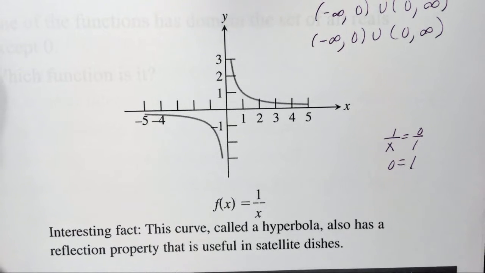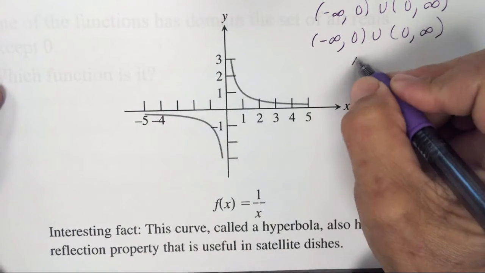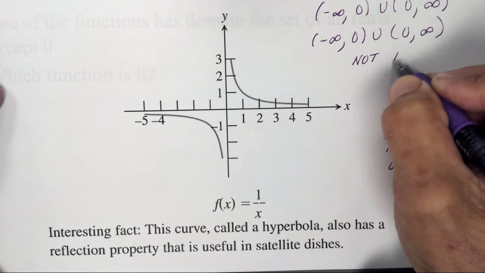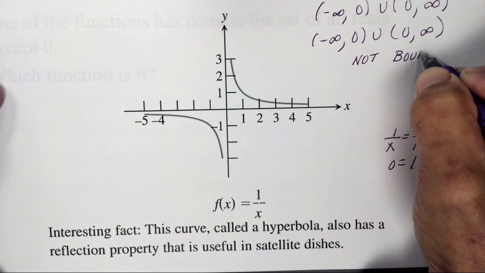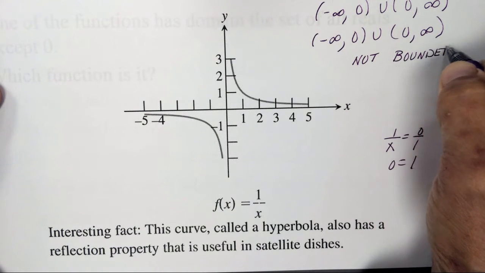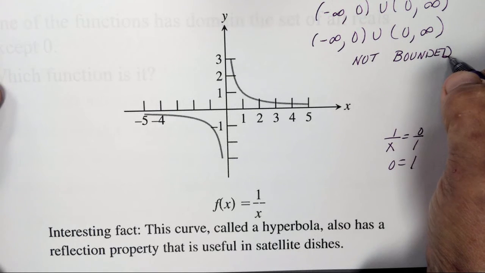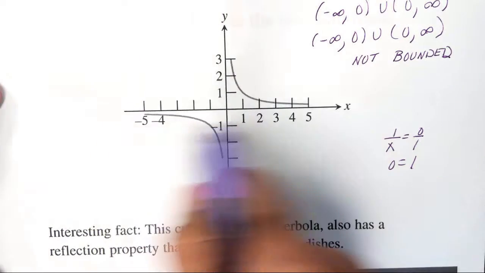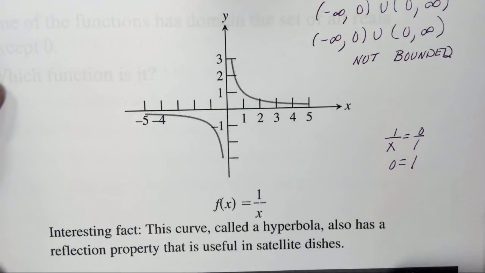Bound it above, bound it below, bound it or not bound it? Not bound it, because that just keeps going up and that just keeps going down. Odd or even. Flip over the y, which makes it even. Rotate about the origin, which makes it odd. So which one is it? Odd.